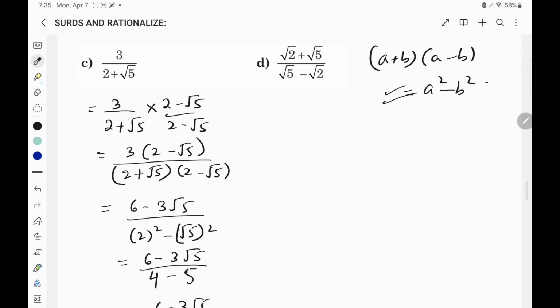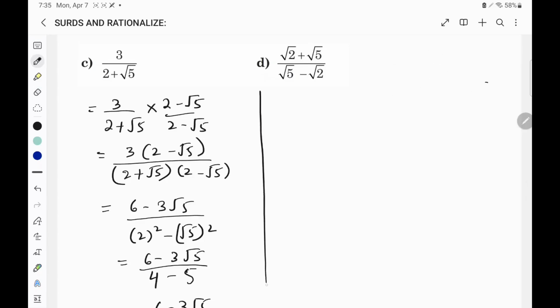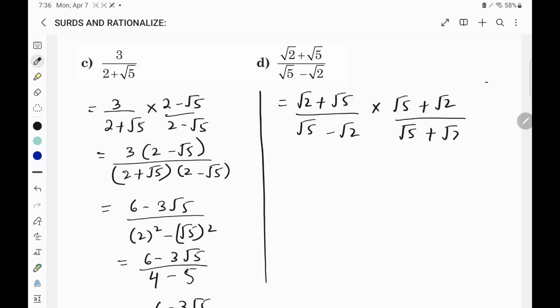Okay, now this question. In this question, equals square root 2 plus square root 5 divided by square root 5 minus square root 2. You can see the surds are in the denominator and the numerator both. Okay, so a little lengthy question. Multiply by square root 5 plus square root 2 divided by square root 5 plus square root 2. Remember to change the sign. Okay, otherwise you cannot apply the third identity, which is a square minus b square is a plus b, a minus b.